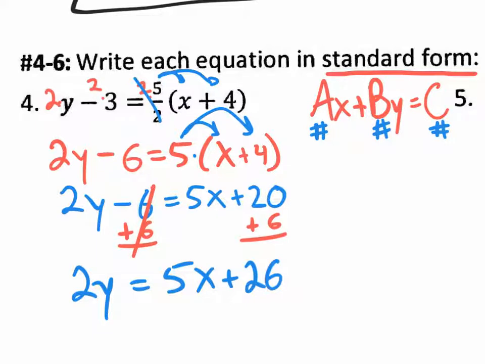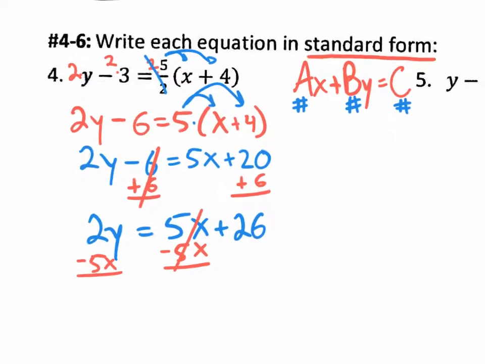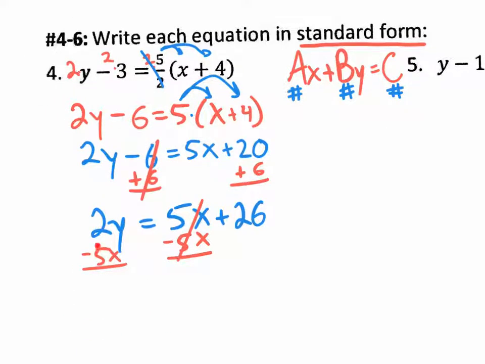I want to move it to the left side. So I'm going to subtract 5x, and I can't subtract 2y take away 5x, so I'm going to rewrite it. So I have negative 5x plus 2y equals 26.